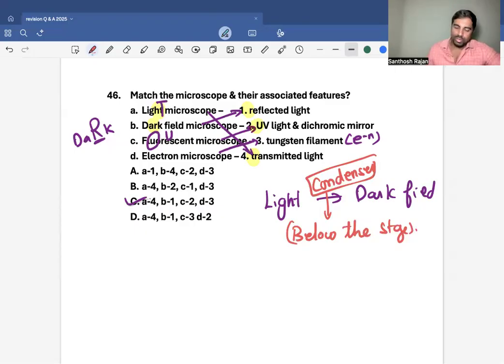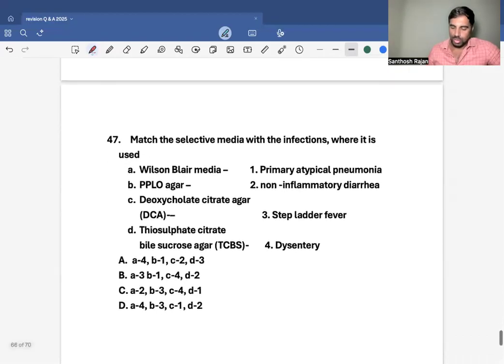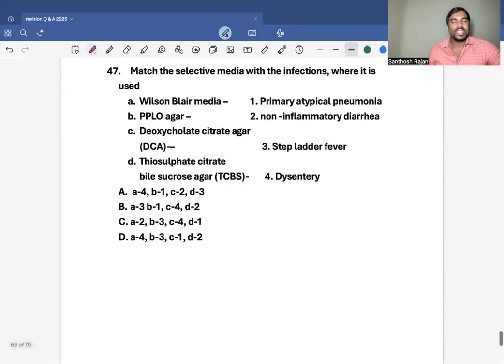UV light and dichromic mirrors for fluorescent microscope, tungsten filament for electron microscope. For viruses, the best is again electron microscope. Now we are not going into detail because this is a revision. These are the things you shouldn't forget, that only we are stressing. Now match the following with the selective media.